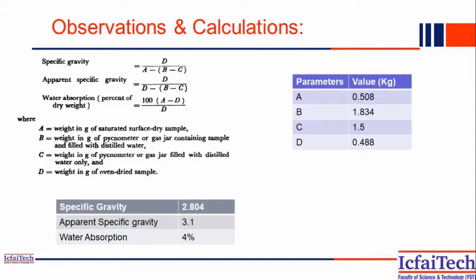So just plug in the values A, B, C, D in the equations, and we get the specific gravity of the sample, which is 2.804, apparent specific gravity is 3.1, and the water absorption of the aggregate is 4%. So the specific gravity of aggregates normally lies between 2.6 to approximately 3. In that region, normally you will find any aggregates lying. And the water absorption in this case we got is 4%.